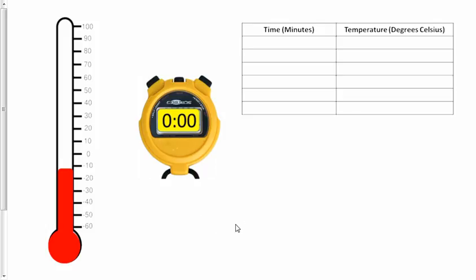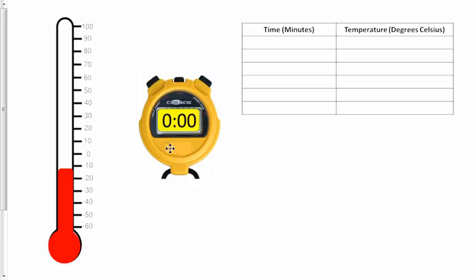This is a self-study on how to make a good graph. In this case, we're going to have an experiment done by a student, and that student is going to measure the warming of a substance. Here is the diagram of the thermometer, and we're going to keep track of that by time.